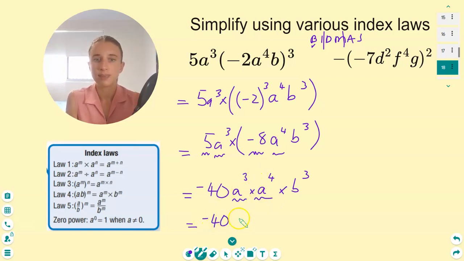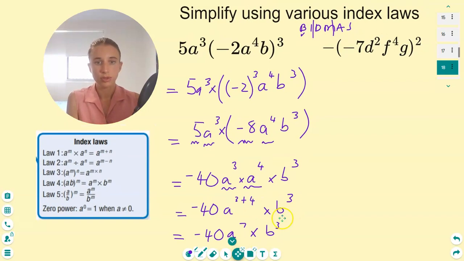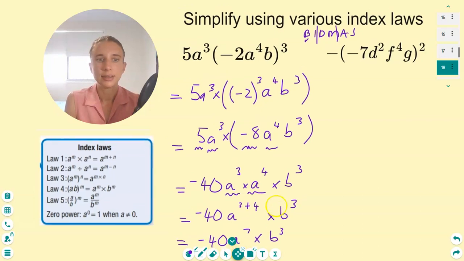So negative 40, a to the 3 plus 4. Remember your timesing powers rule? Negative 40, a to the 7 times b cubed. Looking good. Okay, bring that down a bit.